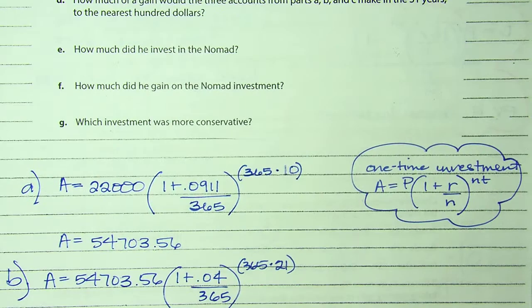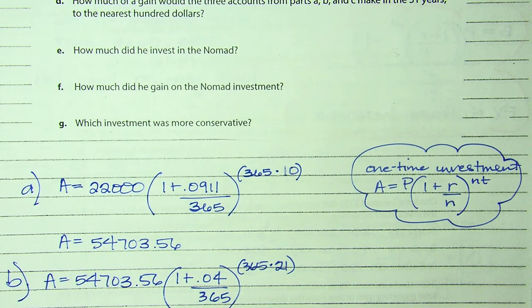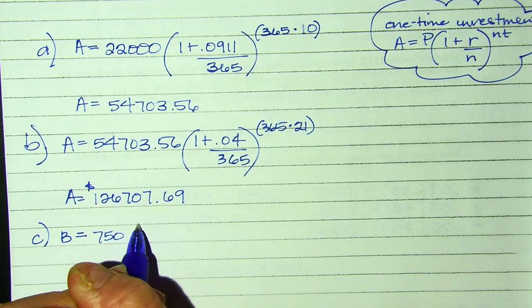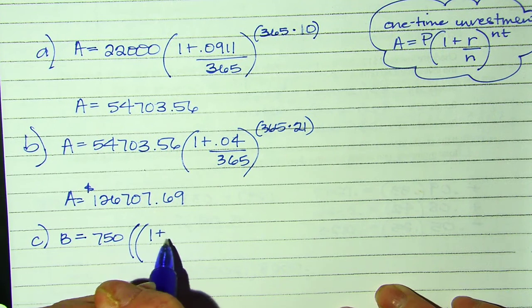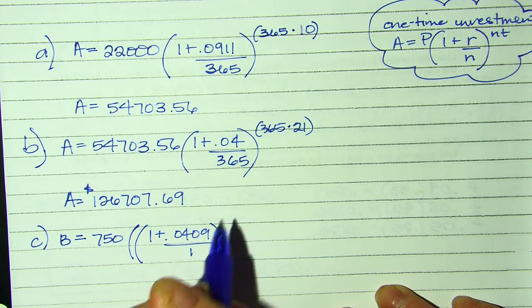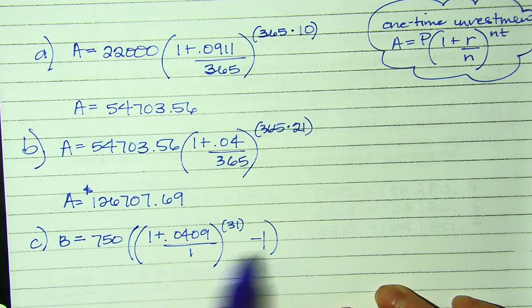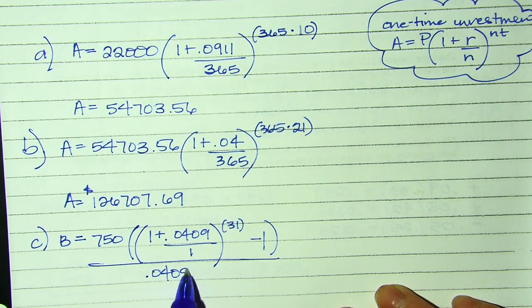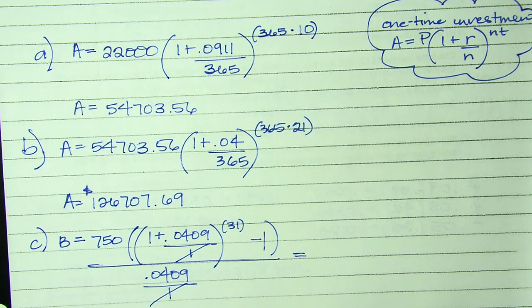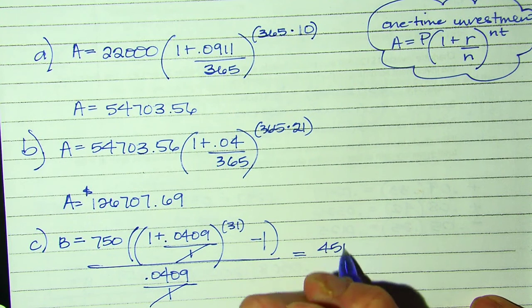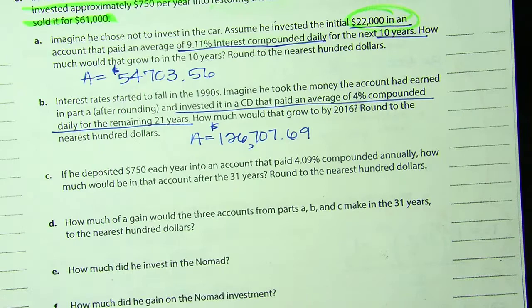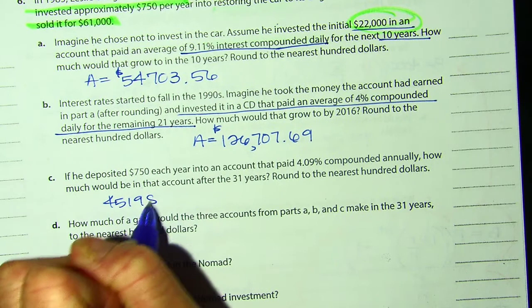So C would be periodic, right, investments. So C would be he deposits $750 each year, parentheses, 1 plus, and this is annually, so 0.0409 divided by 1 because it's annually, 31 years, minus 1, divided by 0.0409 over 1, but like we said earlier, we don't need the over 1. So if I enter this into my calculator, I get $45,198.20. So for part C, I have $45,198.20.